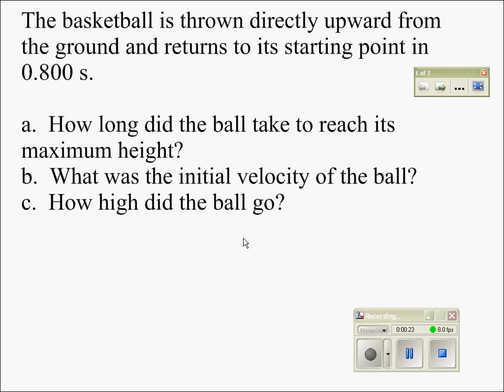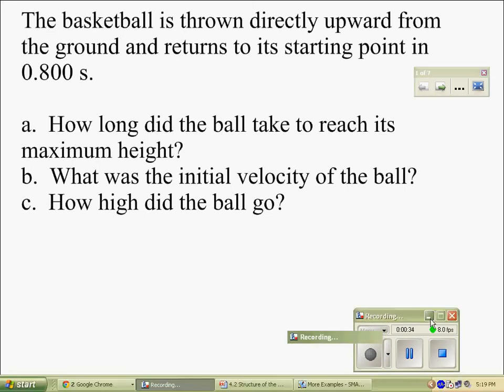How long did the ball take to reach its maximum height? What was the initial velocity of the ball? How high did the ball go? So our total time in the air is 0.8 seconds.